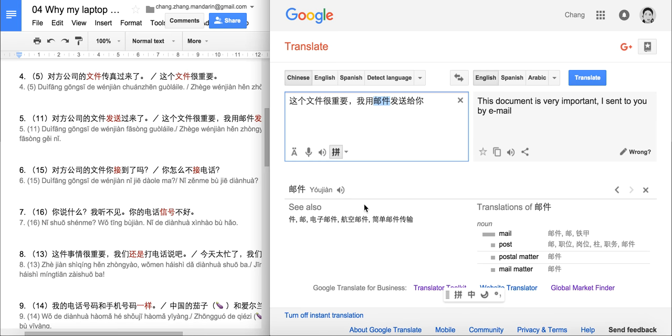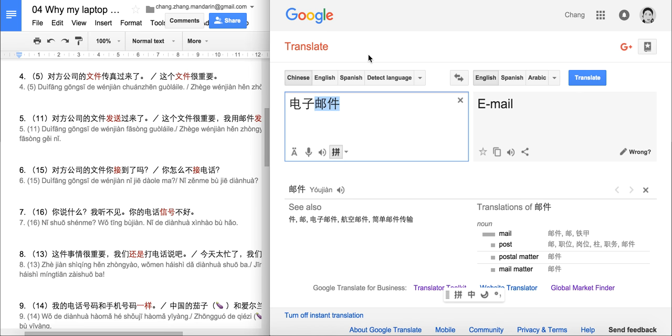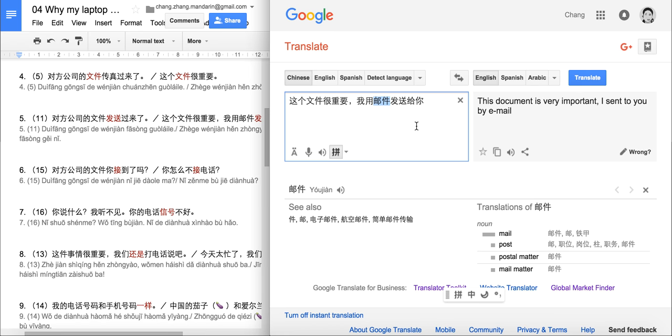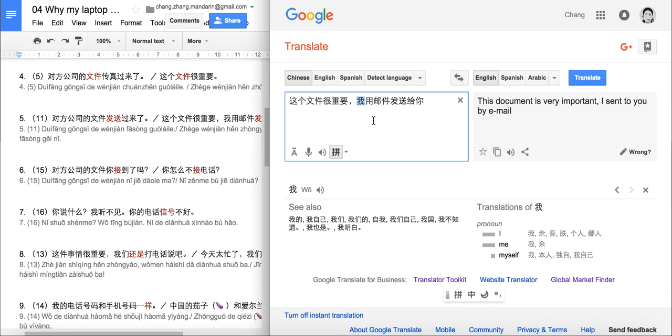Okay, 邮件 is mail. 电子邮件 is email. But normally we use 邮件 to refer to email much more often. So in modern times, 邮件 refers to email. I use email to 发送 send 给 to you. Okay, I send it to you by email. Perfect translation. This document is very important. I send to you by email.